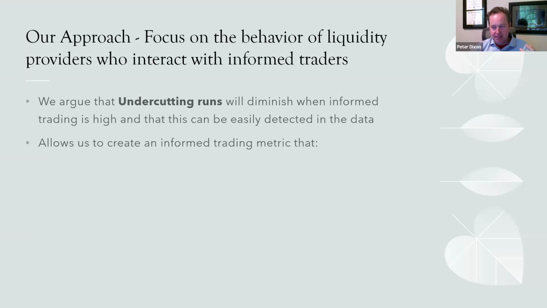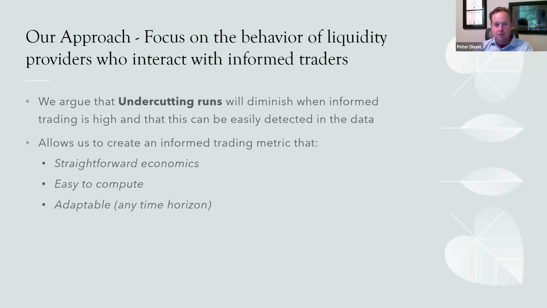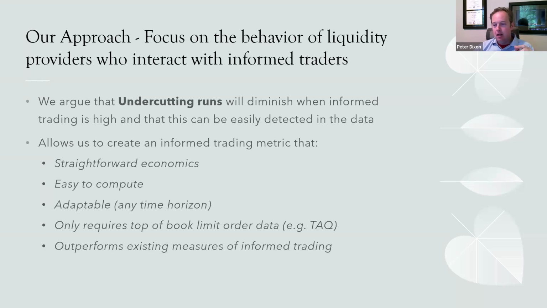And this insight allows us to create an informed trading metric that has very straightforward economics. It's easy to compute. It's adaptable, meaning you can easily compute it at multiple time horizons. And we'll show you some of our analysis where we use this measure at a 5-minute horizon and at a 1-day horizon. And we find that it's useful in both. It only requires top of book limit order data, e.g. TAQ in the United States. And we're also going to show that in the tests that we run, it outperforms existing measures of informed trading.